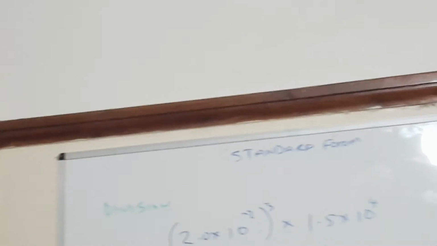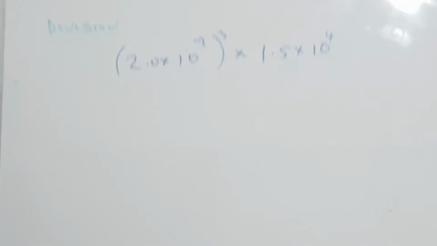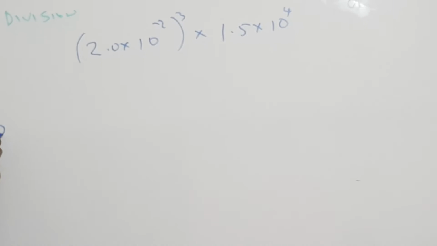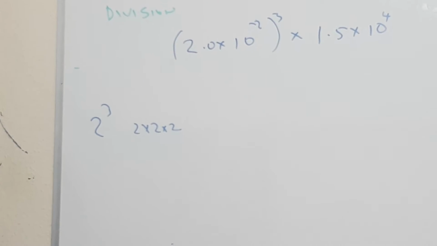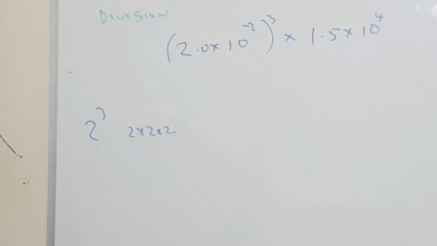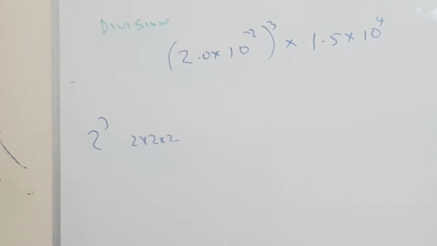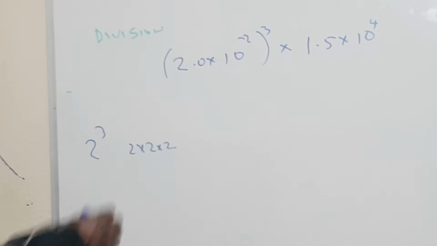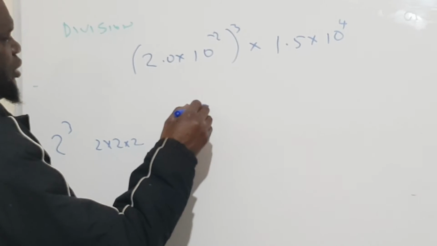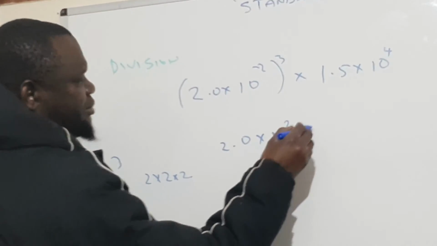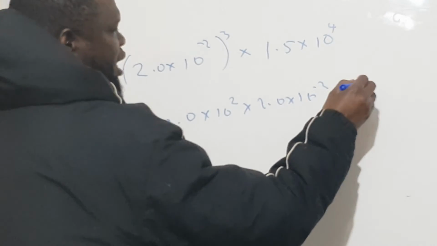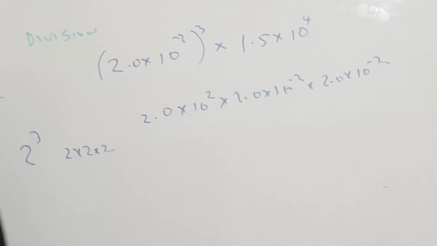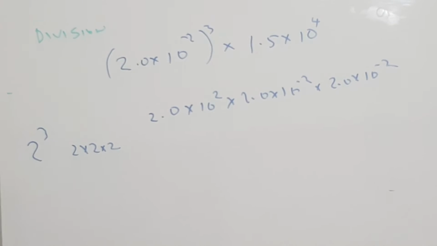Oh, I know. Remember, if I said 2 to the power 3, what do I mean? I mean 2 times 2 times 2, 3 times. So it's 8. So basically, this looks like 2.0 times 10 to the power minus 2 times 2.0 times 10 to the power minus 2 times 2.0 times 10 to the power minus 2. Am I not right? Yes.